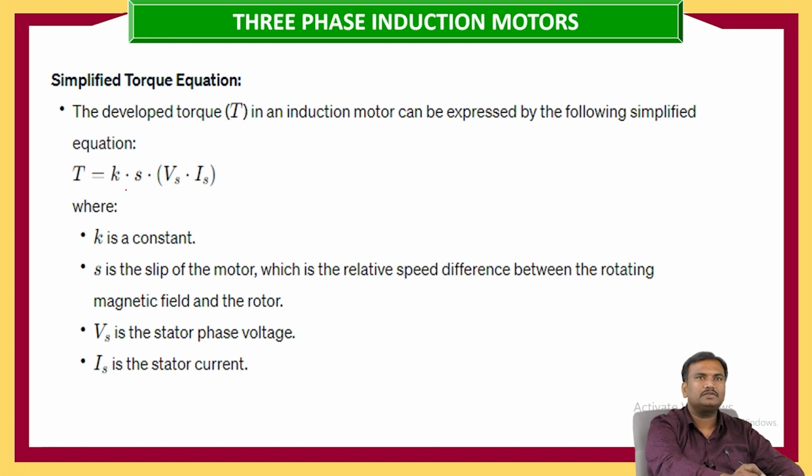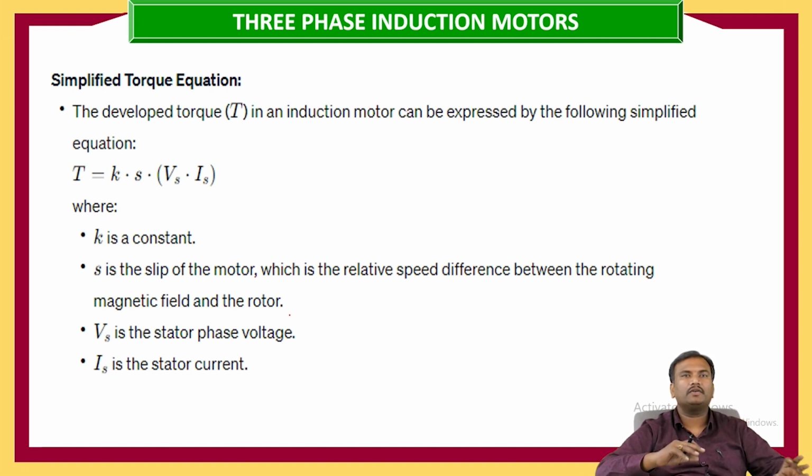Here the developed torque in an induction motor can be expressed by the following simplified equation: torque T equals K into S into Vs into Is, where K is a constant, S is the slip of the motor, which is the relative speed difference between the rotating magnetic field and the rotor, Vs is the stator phase voltage and Is is the stator current.